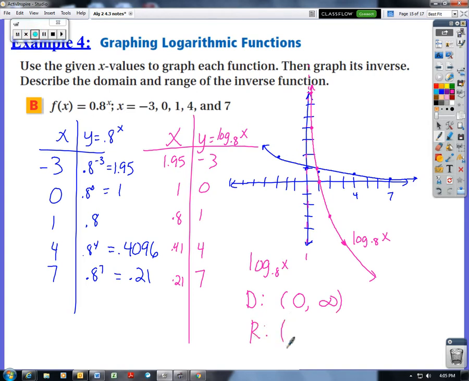A range. Smallest y value, it's going all the way down, down, down to negative infinity. Greatest y value, it's going up, up, up to positive infinity. And onward.